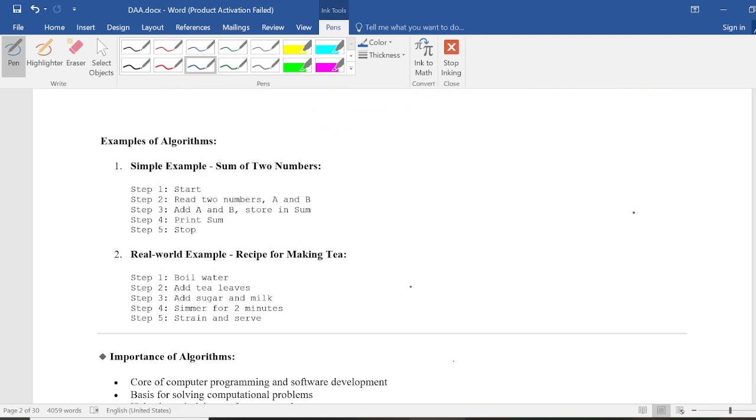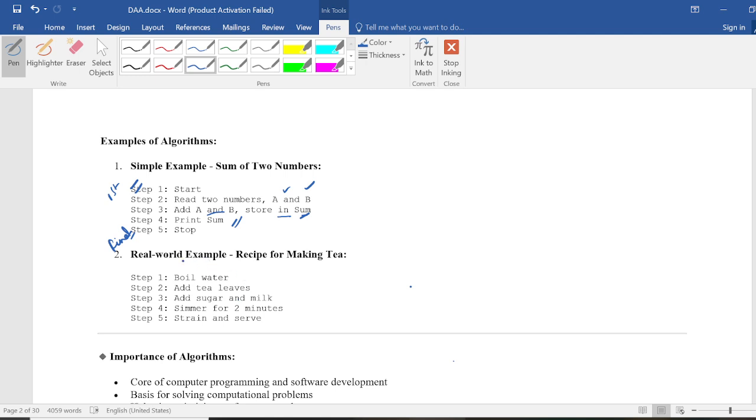So we'll look into simple examples of algorithms. For every algorithm, the first step would be start and the final step would be stop. This is a thumb rule. Then we are reading two numbers A and B. We are adding A and B and storing the total in the sum variable, and we are printing the variable sum to the screen, and finally we are stopping the algorithm. This is the basic example using numbers.